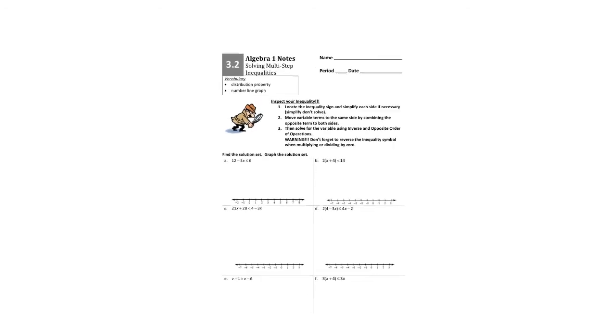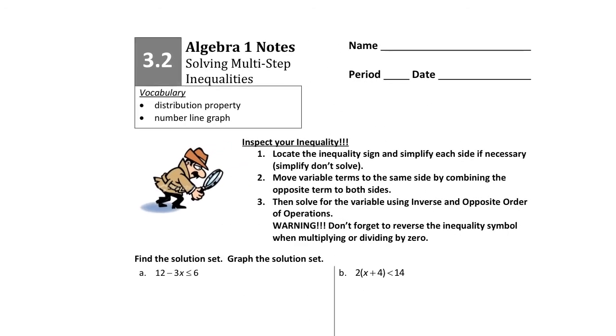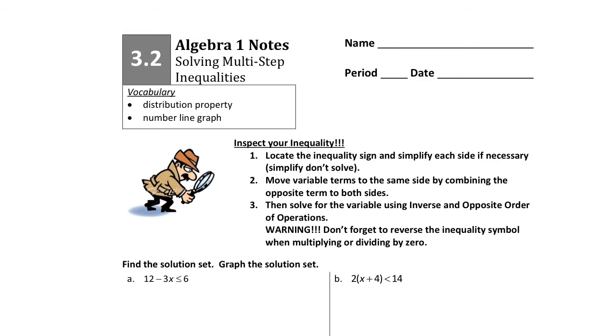In lesson 3.2, we're going to continue learning how to solve inequalities and look at some more complex problems like what we saw in Unit 2. We're going to see the distribution property in this lesson, and we're probably going to see variables on both sides of the inequality.